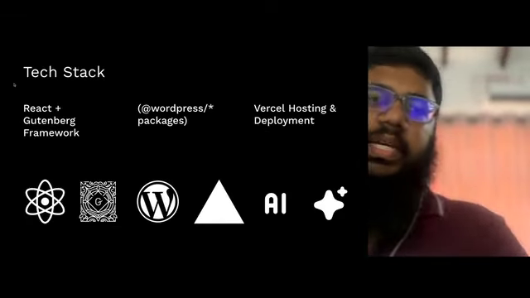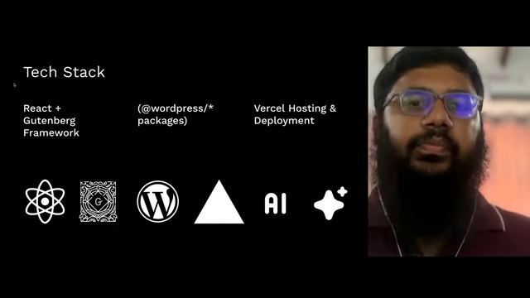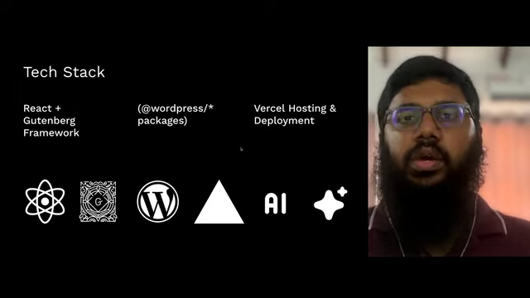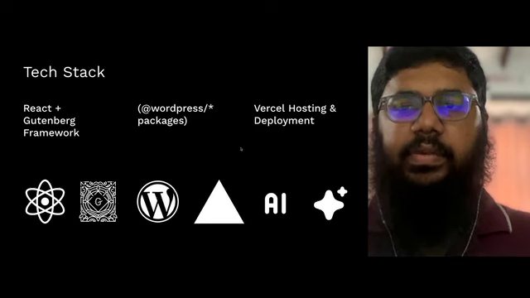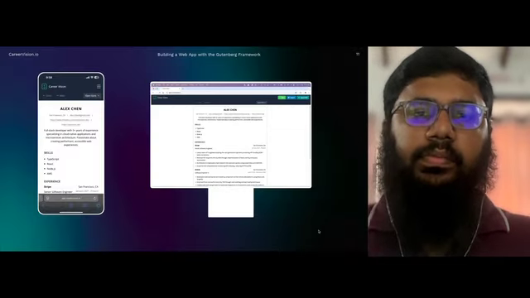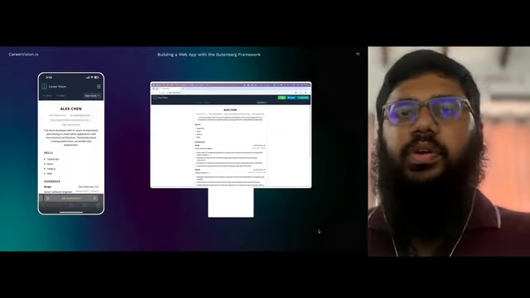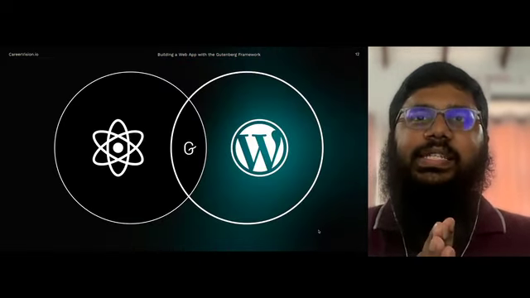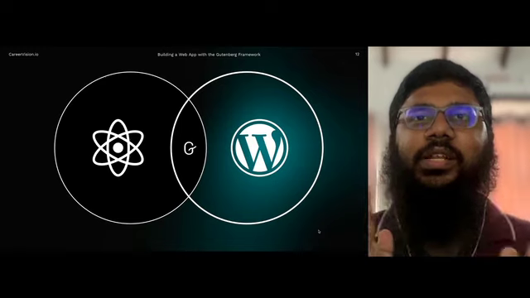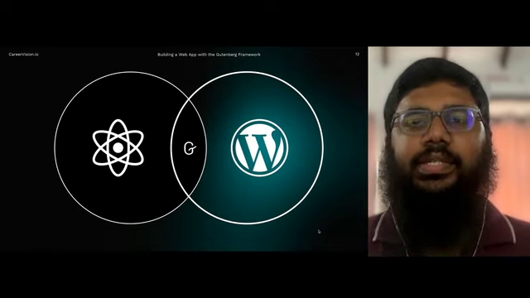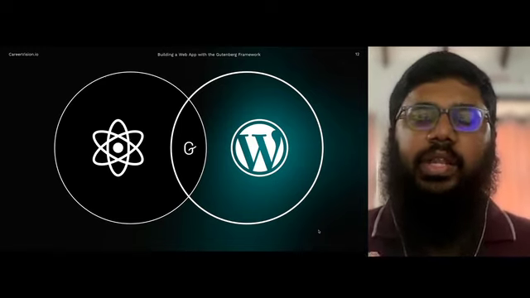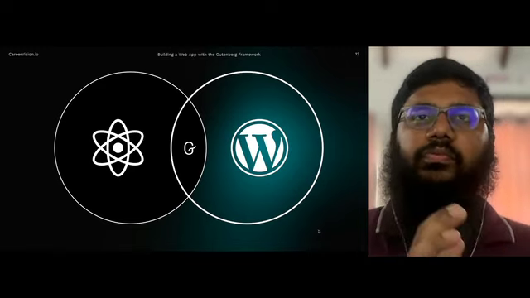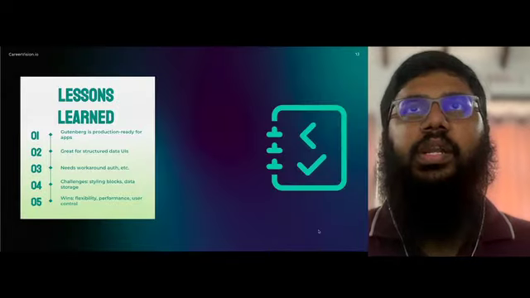So we saw that it uses the React and Gutenberg framework. It uses the WordPress packages that we know, and also it's hosted on Vercel, right? It looks like this on a mobile device. We saw the desktop version already. Yeah, what you would have seen already is that Gutenberg sits right in the middle of React and WordPress. Doesn't mean we need to use WordPress, but ideally we can use WordPress. We don't have to use WordPress. That's what we would have done today.